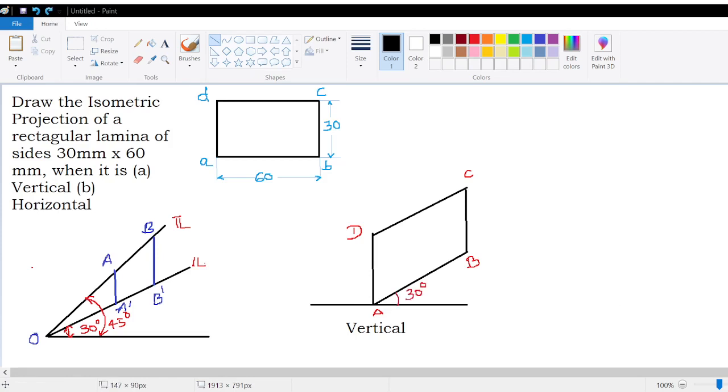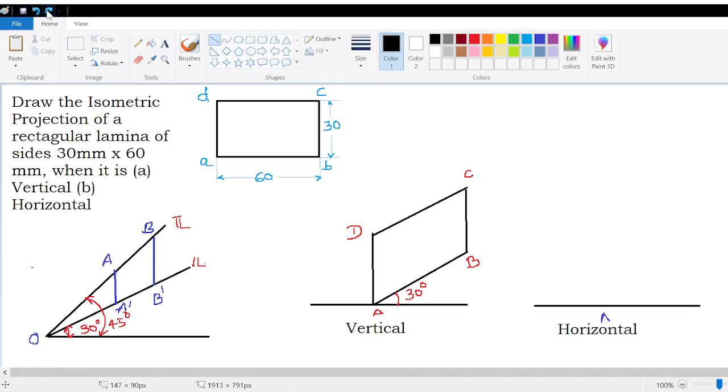Now let us take the case when the lamina is horizontal. Now when it is horizontal, there are no vertical edges. Assume a paper lying on a floor. So it doesn't have any vertical edges. If you are keeping it vertically, it will have two vertical edges and two horizontal edges. Now if you are allowing that paper to lie on the floor, all the edges, whether it be AB or BC, they all will be horizontal. So our rule is horizontal edges should be drawn at an angle of 30 degrees to the base. Now let's see how we can draw that.